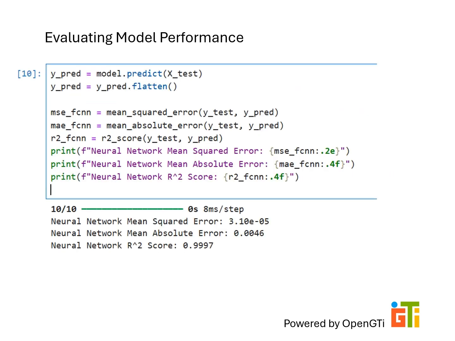Once training is complete, we generate predictions on the test set, flatten them into a one-dimensional array, and compute three key metrics: mean squared error, mean absolute error, and the R-squared score. This gives us a clear picture of how well our neural network is performing on unseen data.